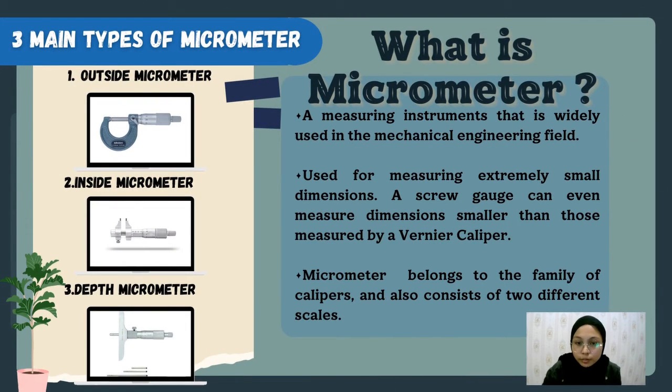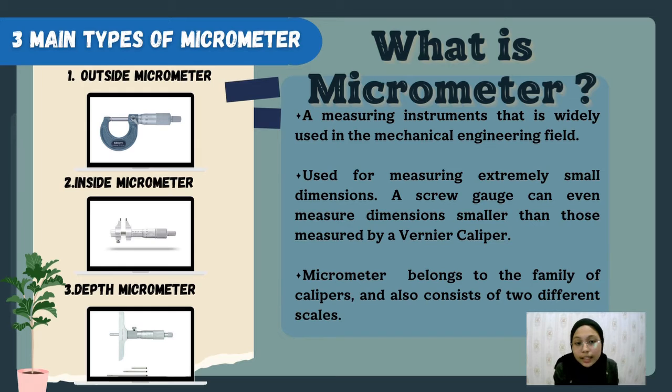A micrometer is a measuring instrument that is widely used in the mechanical engineering field. It is used for measuring extremely small dimensions. A screw gauge can even measure dimensions smaller than those measured by the vernier caliper. Micrometer belongs to the family of calipers and also consists of two different scales.